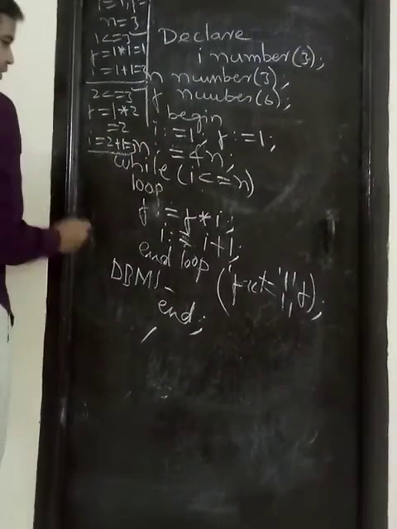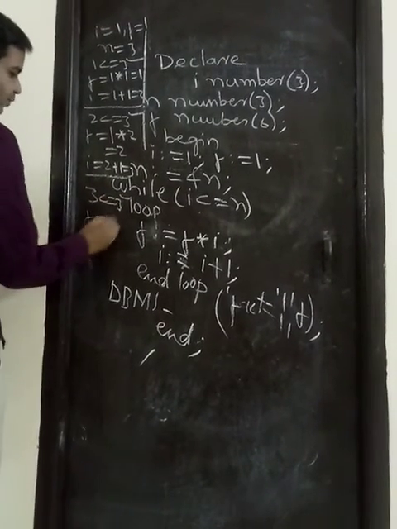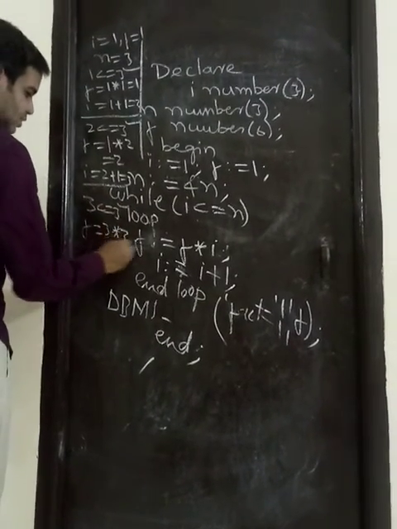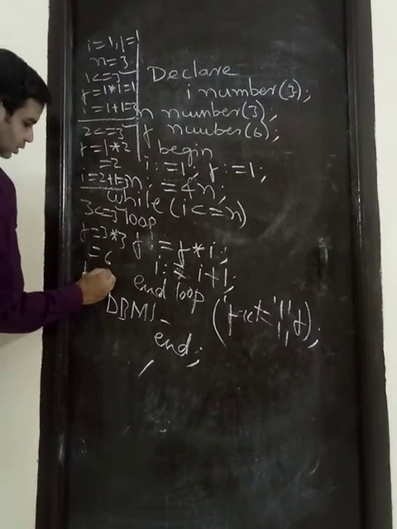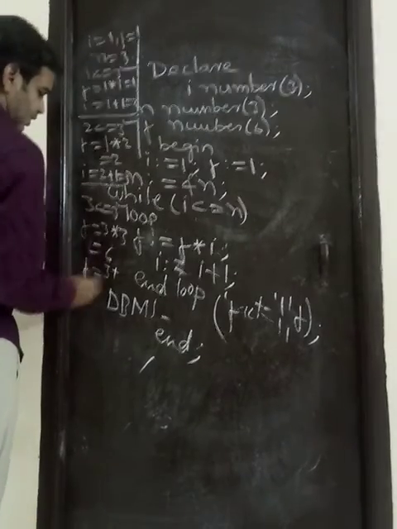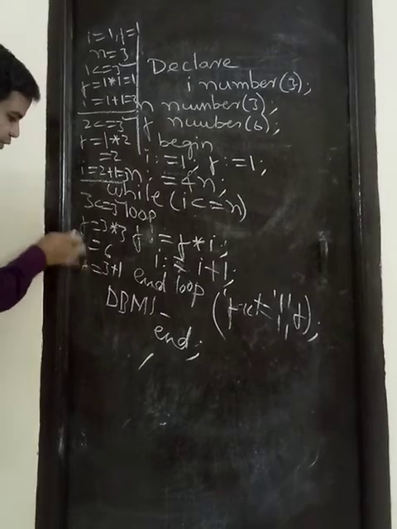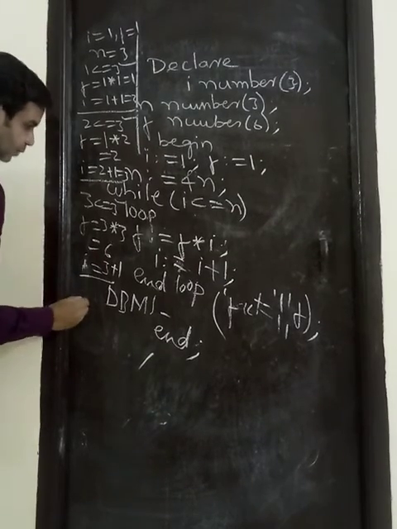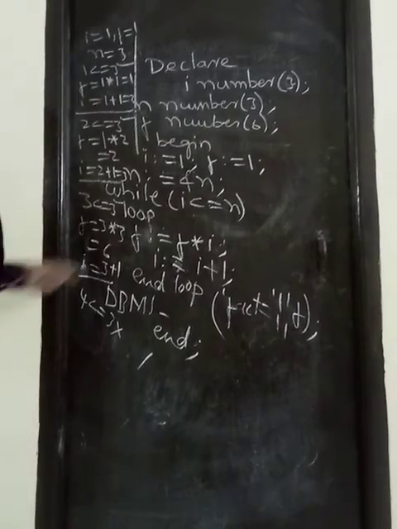So again it goes to check the condition, 3 less than or equal to 3, condition true. So f is equal to f into I, f means 2, 2 into 3 is equal to 6. Then I is incremented, 3 plus 1 is equal to 4. So see, I value 4, again check the condition, 4 less than or equal to 3, condition false. If the condition is false, it exits and will display.